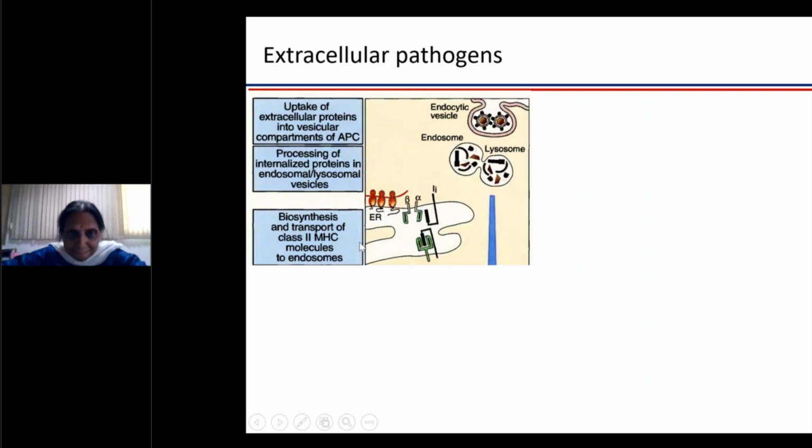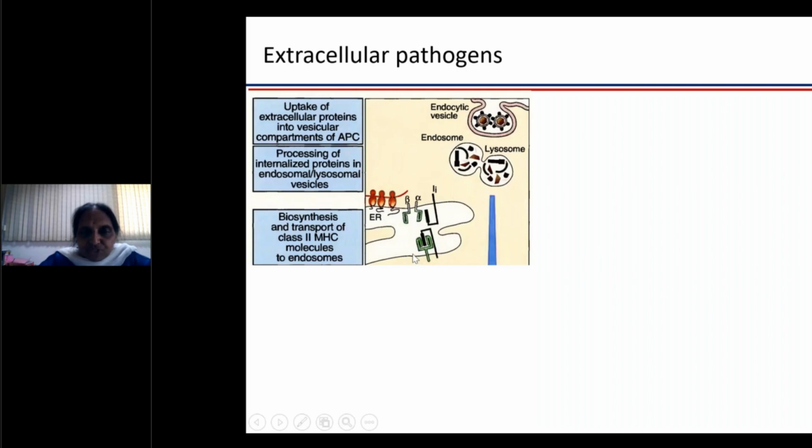They have a tag which prevents it from binding. I think it is called the invariant chain. Yes. It is made like that so that you keep the two pathways separate. To keep the two pathways separate, when the alpha and beta chains associate, their peptide binding groove, or the antigen binding groove, is kept occupied by something called the invariant chain.